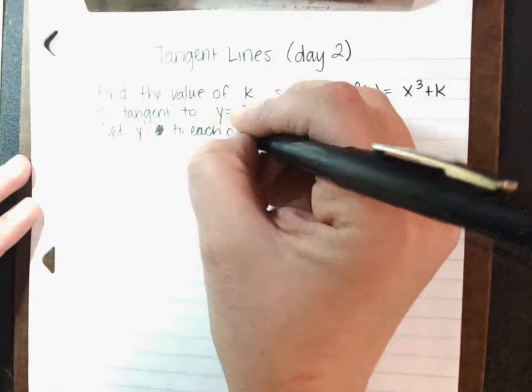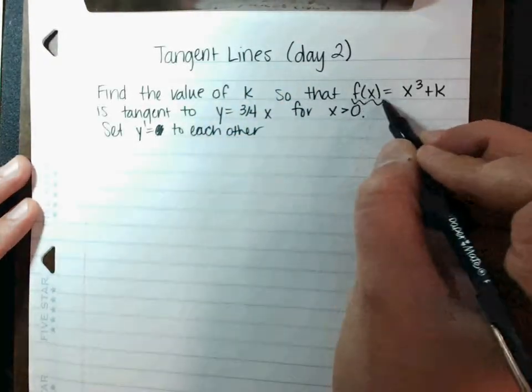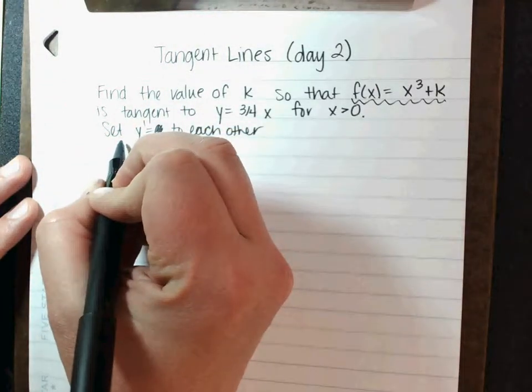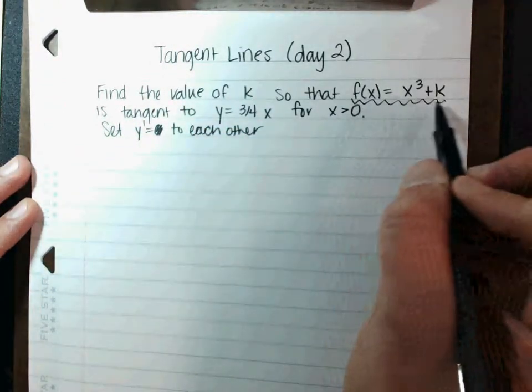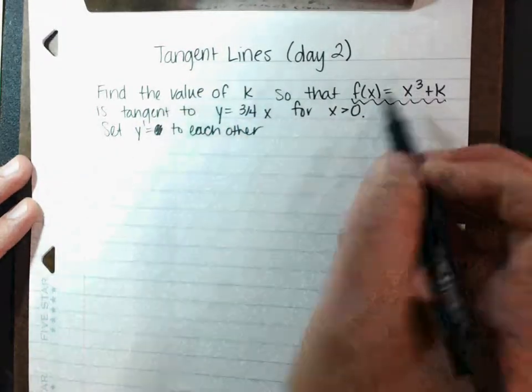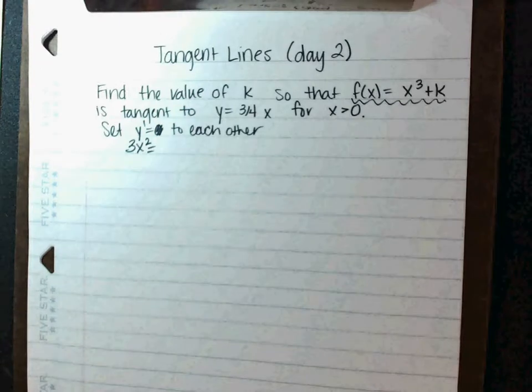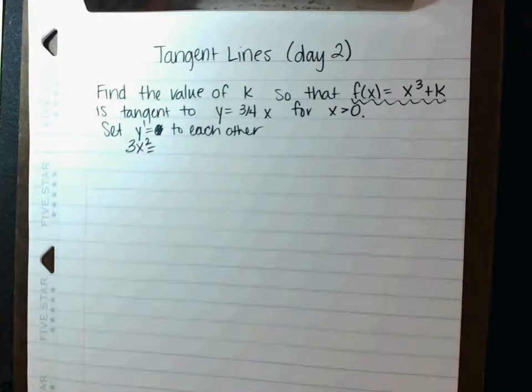Okay, so look at my first equation, f of x. What is the derivative of that? 3x squared. Okay, 3x squared. Now notice that's for my curve. Then for my line I have 3/4 x. What's the derivative of that?